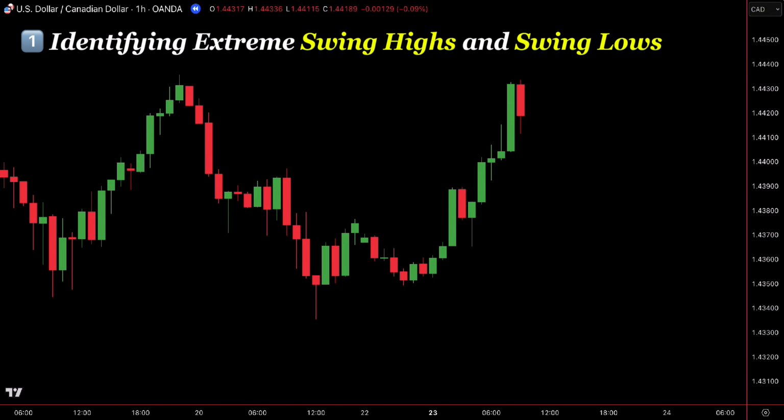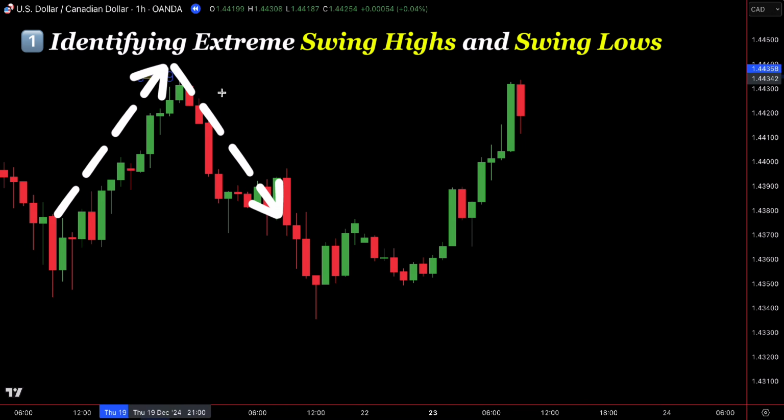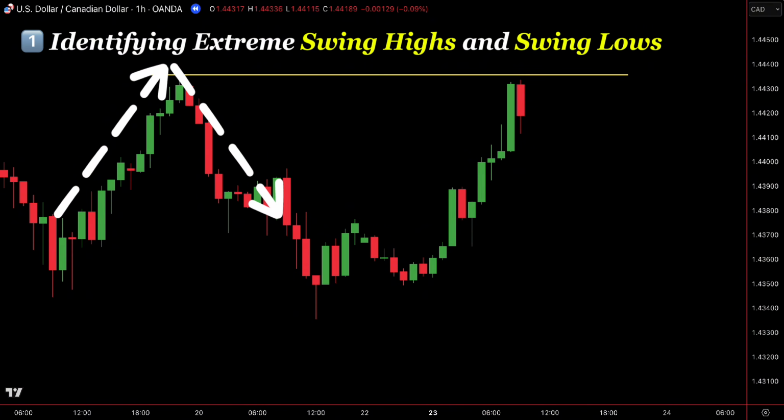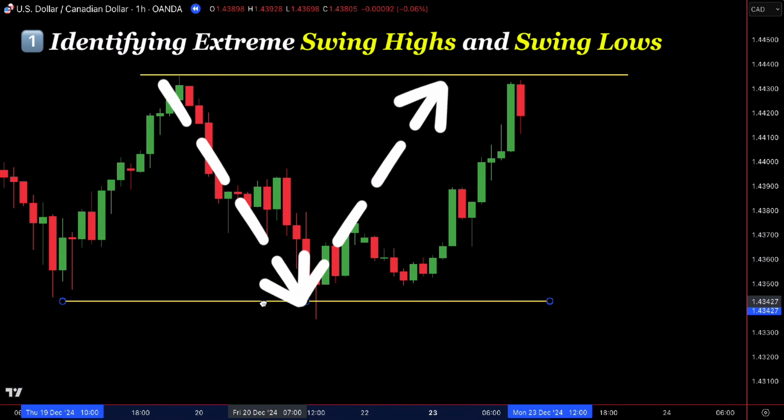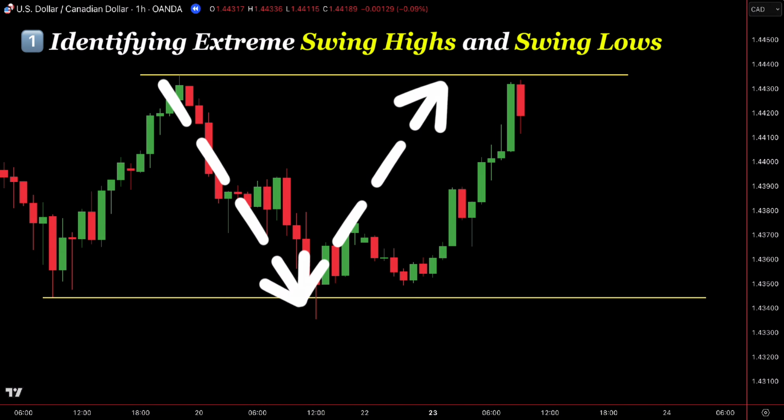Identifying extreme swing highs and swing lows. The first thing we want to spot on any chart is the highest point and the lowest point that price has reached during the most recent move. On the chart, you'll notice price pushes up, hits a peak, and reverses. That's your swing high, a potential resistance level. Price drops, forms a bottom, and bounces back up. That's your swing low, a potential support level. But here's the key. We never take trades just because price taps a high or a low.